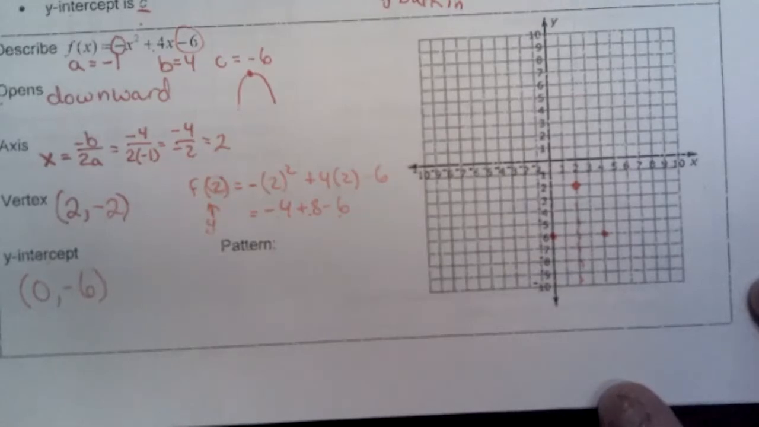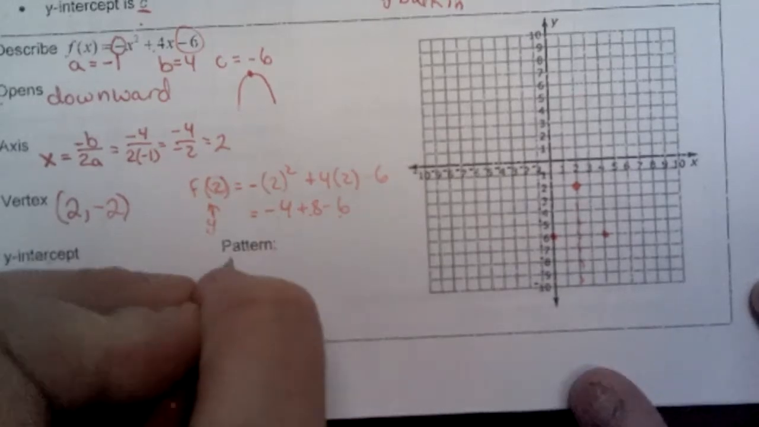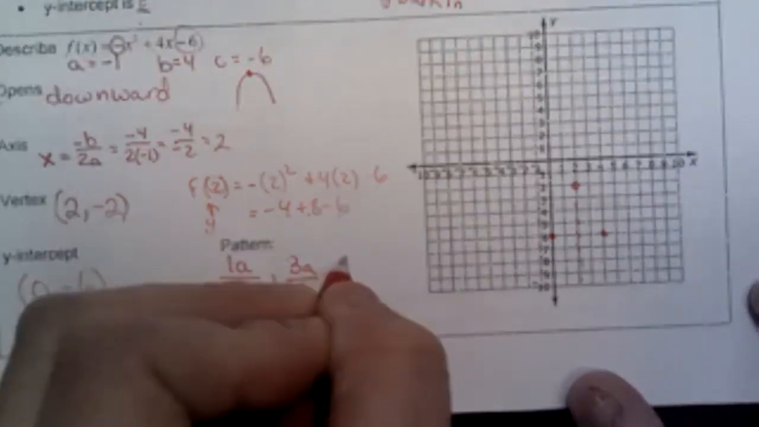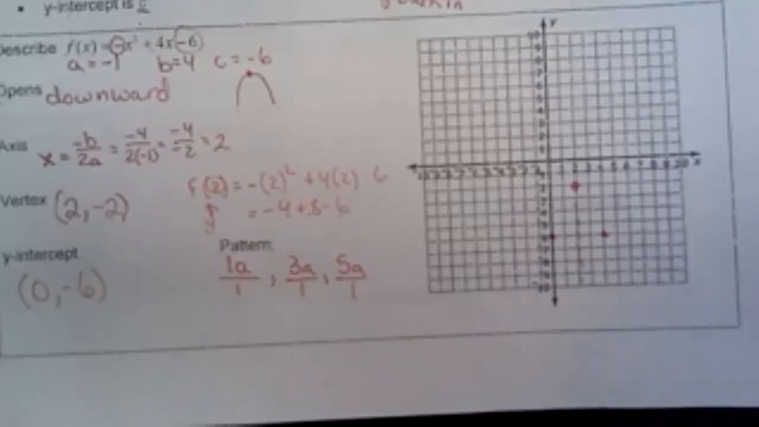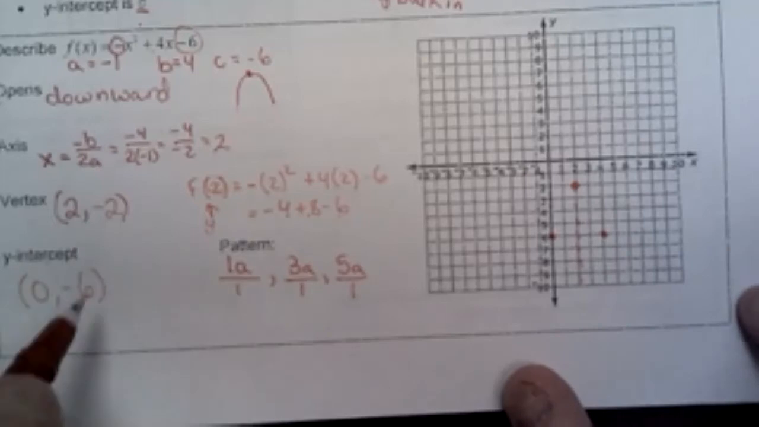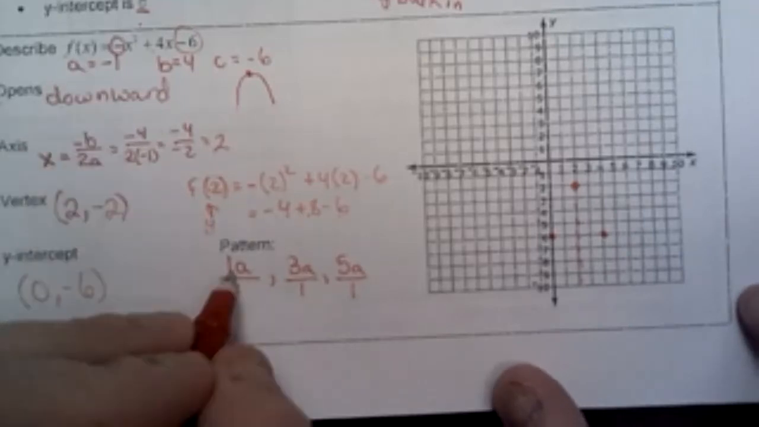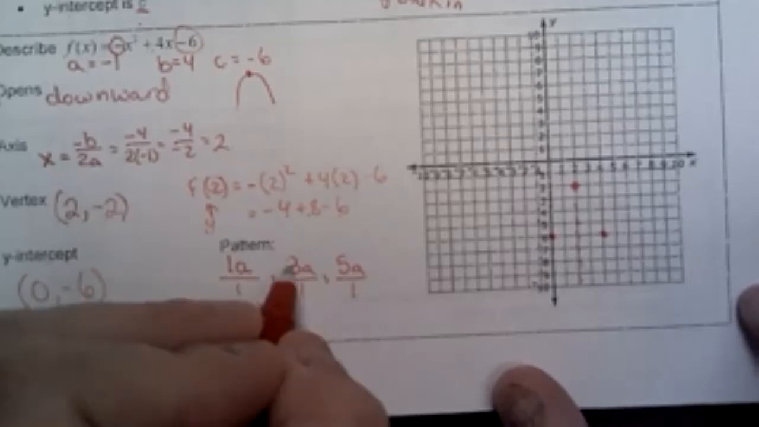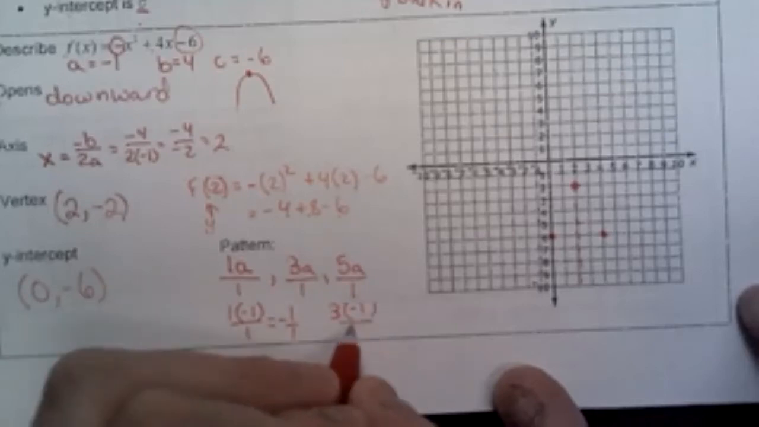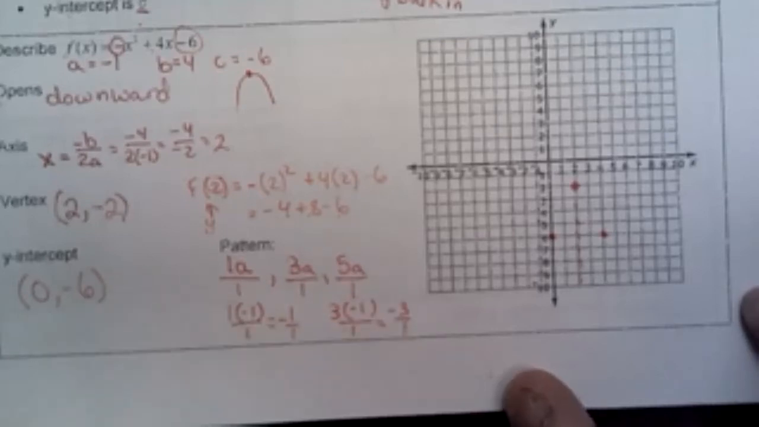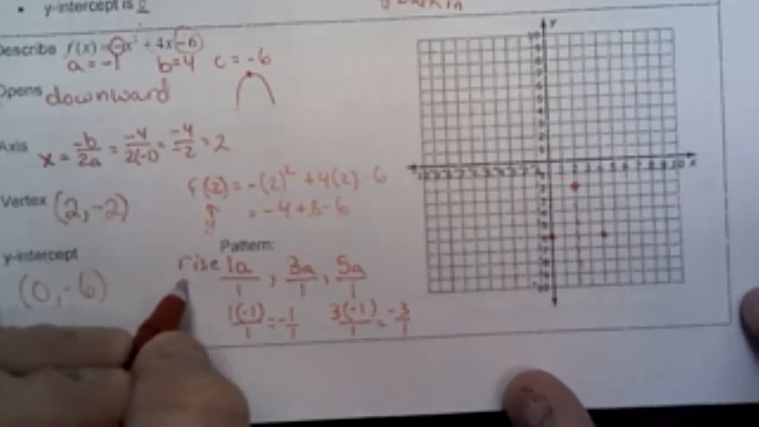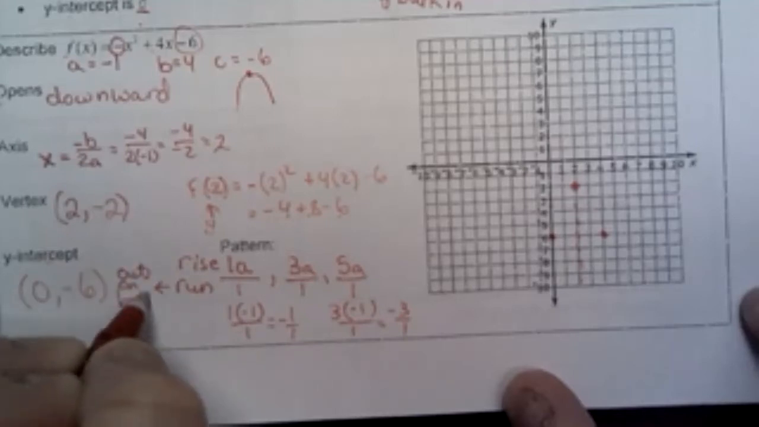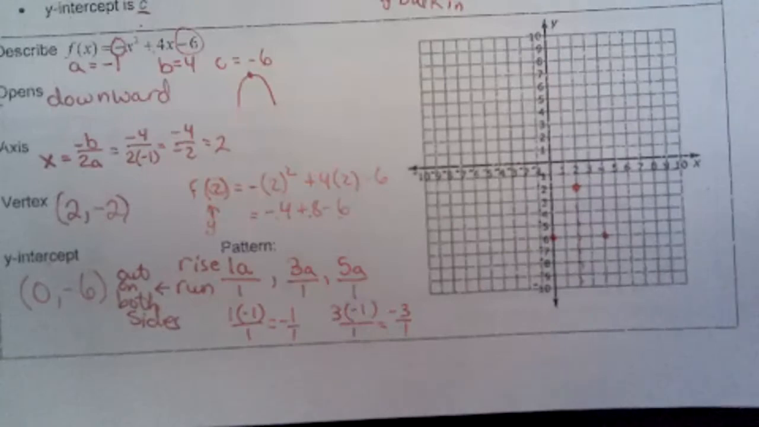But now this is where our pattern comes in. Our pattern is always going to be 1a over 1, 3a over 1, 5a over 1. You don't usually have to go any further than that. So what I'm going to do is plug this a value in. So 1 times -1 over 1 is just -1 over 1. Same thing here, 3 times -1 over 1 is -3 over 1. So this is really our rise, and this is our run, except for our run, it's going to be out on both sides, because remember, it's a mirror image.